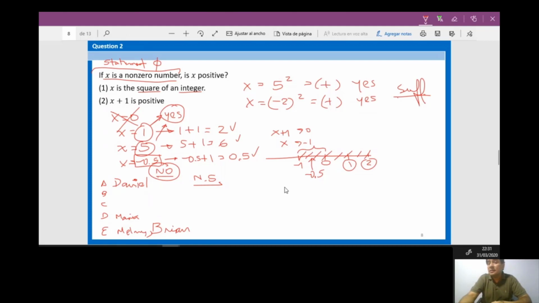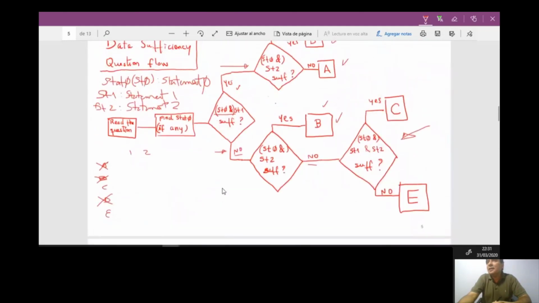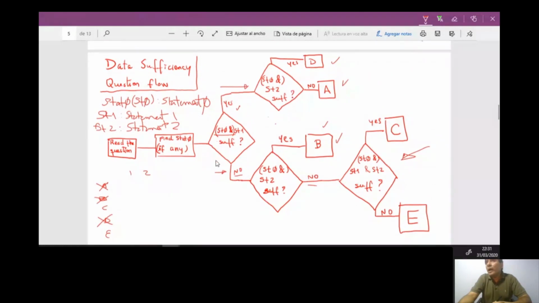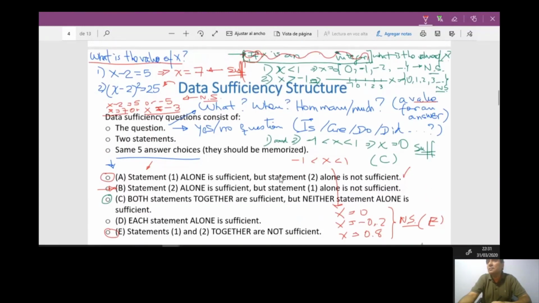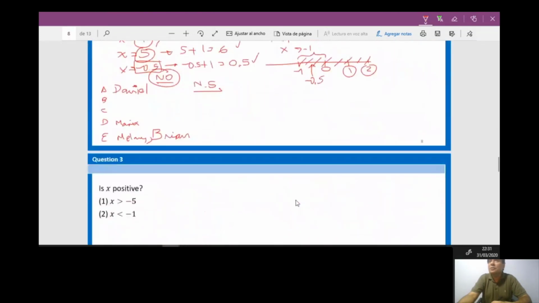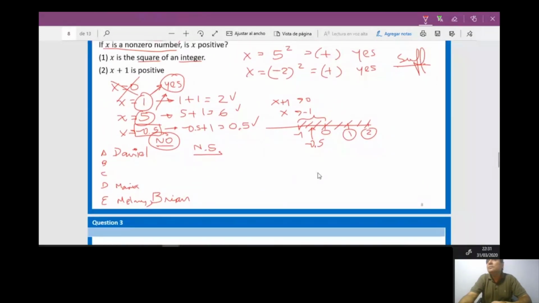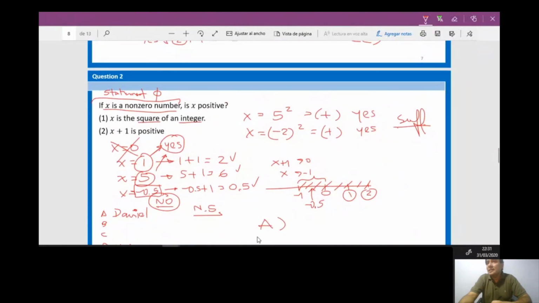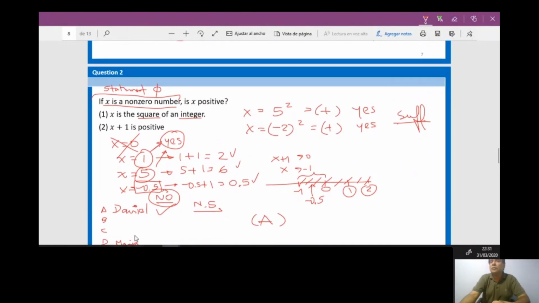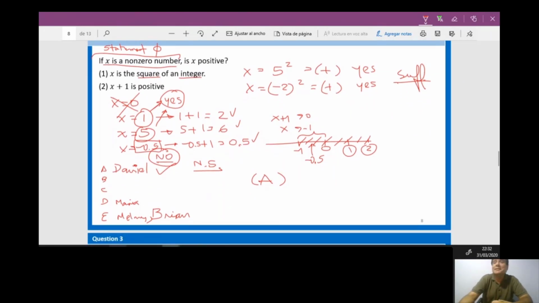And that was, oh well, Maria Pia, if we consider the diagram, take a look, this flow chart: when 1 was sufficient and 2 not sufficient, the answer choice is A, which is statement 1 alone sufficient, but statement 2 alone not sufficient. So here, we need to mark A. That is the correct answer. So Daniel was right. Congratulations, Daniel. You got it right. So people, that is the data sufficiency structure.